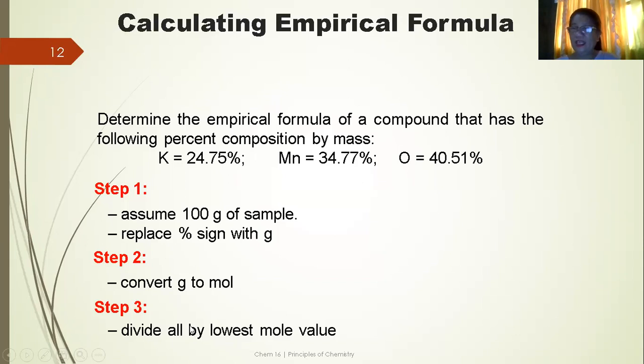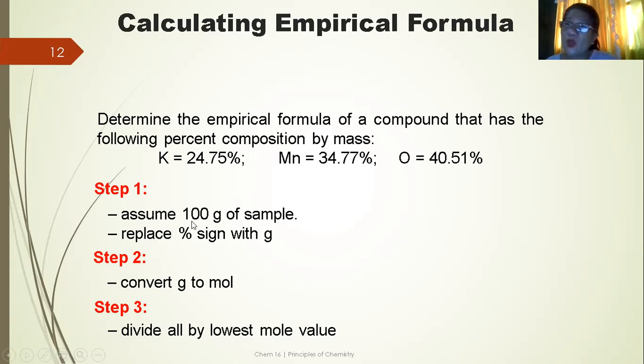The next one is, how are we going to calculate empirical formula? We had already discussed this empirical formula. Empirical formula is not the true formula. This is just the simplest formula, wherein the true formula is the molecular formula. So how are we going to calculate it? In case what is given is in terms of percentage. As you can see here, there are 3 components of your compound. That is the potassium, 24.75%, the manganese, 34.77%, we have the oxygen, which is 40.51%.